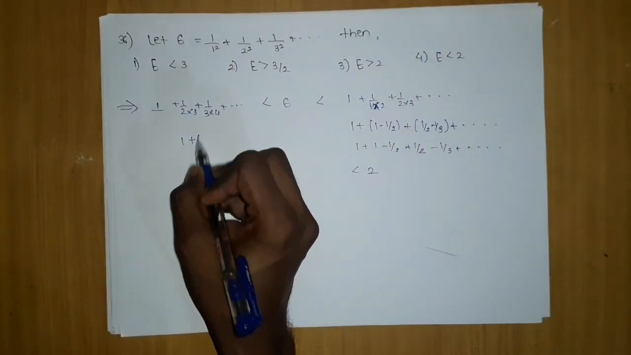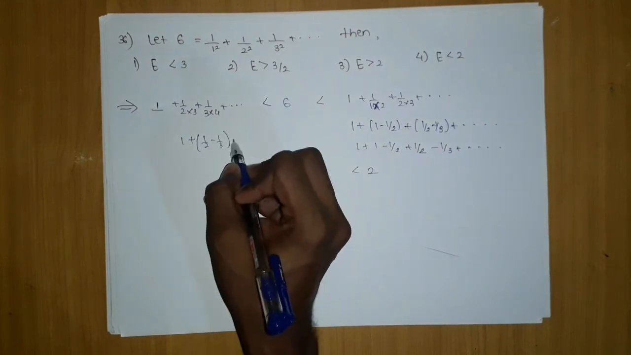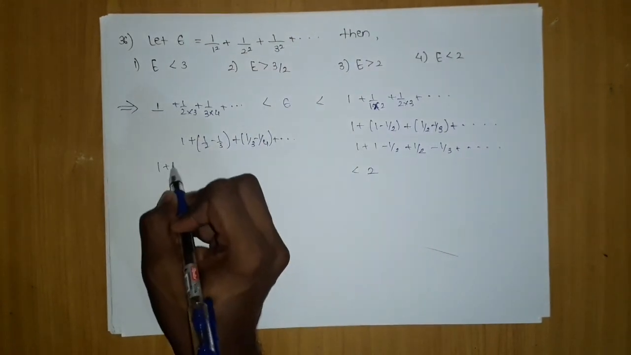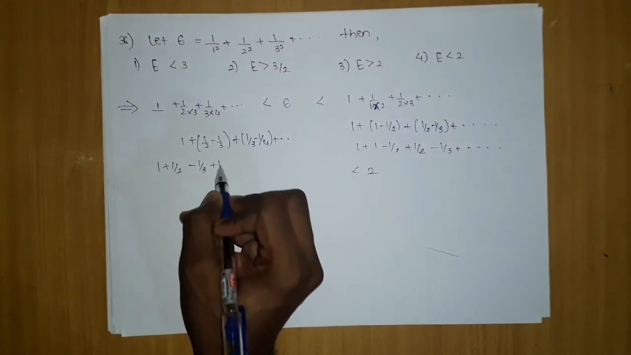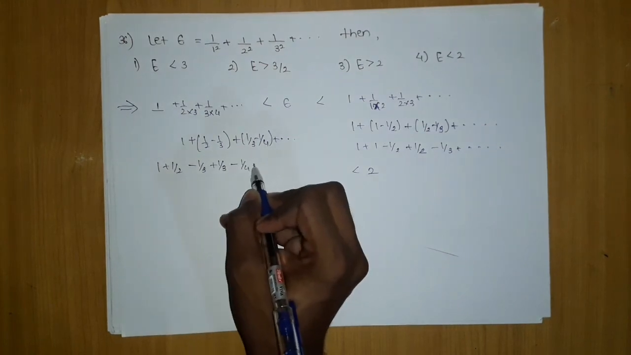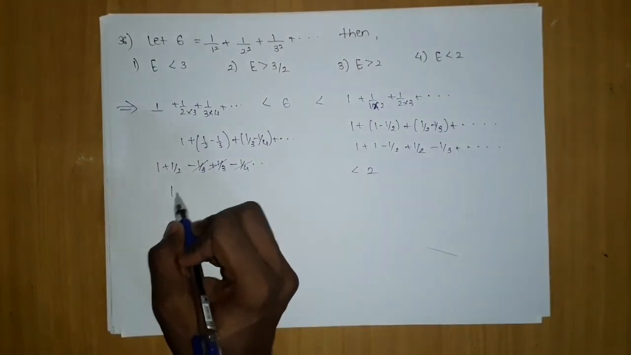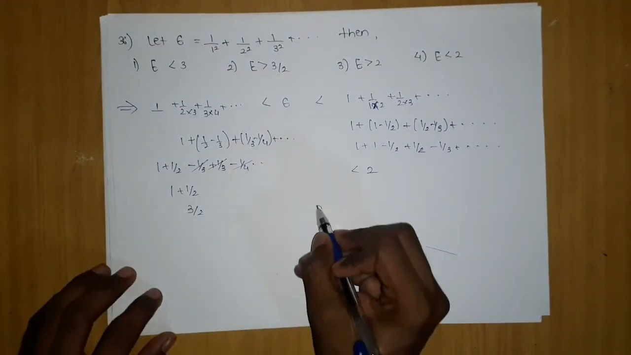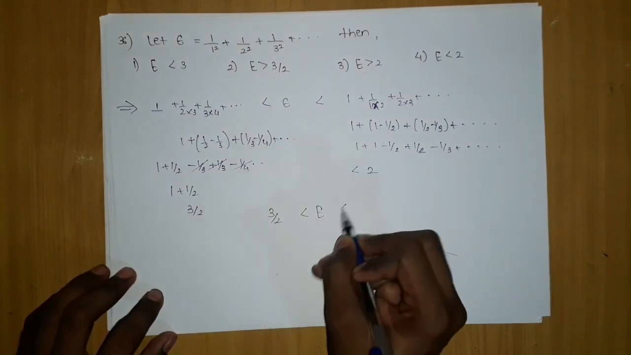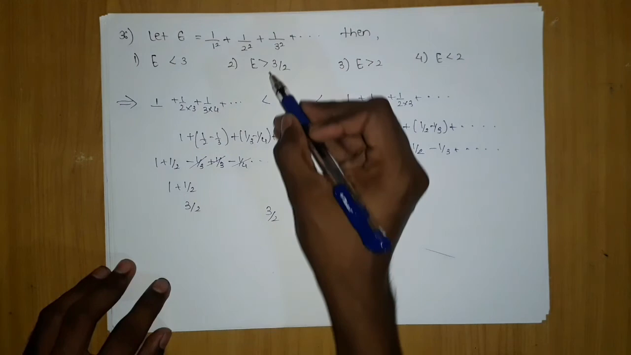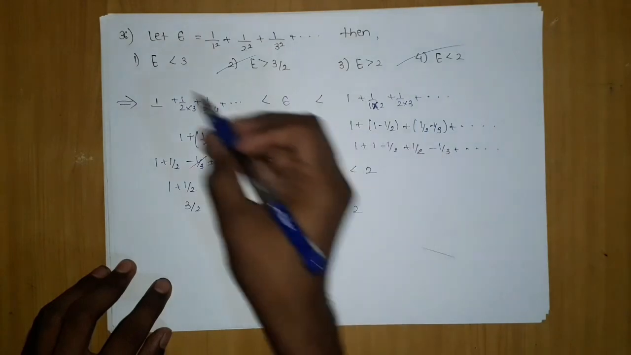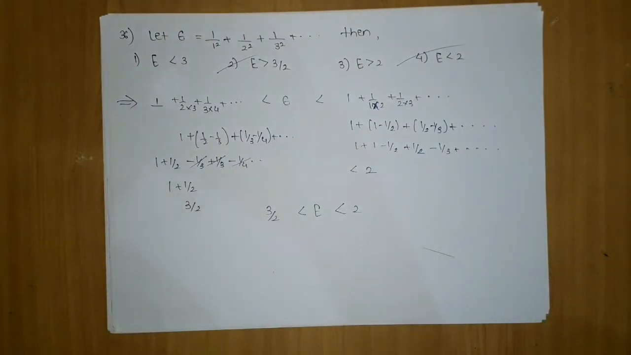While here if I open this, I will get 1 by 2, 1 by 3. I can write it like this: 1 by 3 minus 1 by 4, and so on. Now if you see here 1 and 1 by 2, then this will cancel out with the next 1 by 3, and this will cancel out with the next 1 by 4. So what is left will be 1 and 1 by 2, which is nothing but 3 by 2. So e will lie between 3 by 2 and 2. So e is greater than 3 by 2, right? And e is less than 2. So second and fourth are the answer, and after this question we are done with multiple correct options.